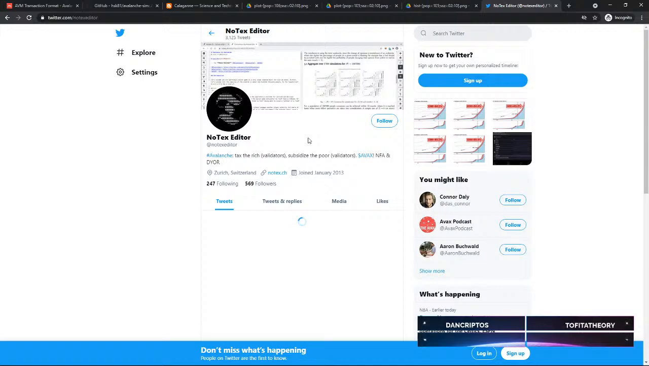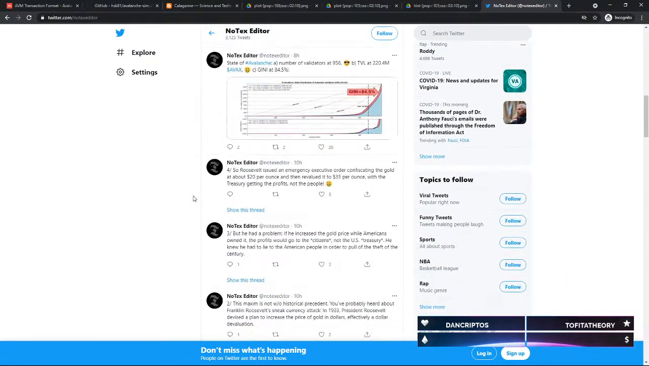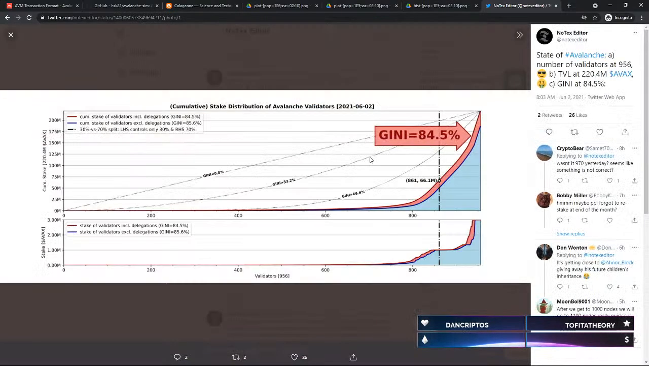So that Gini is right here. This will be the new one. It dropped by like 1%. Is that correct? Yeah, something like that. And TVL, what is TVL there? It's like 220. You see, 80 million AVAX gone, and it dropped by like 1%.